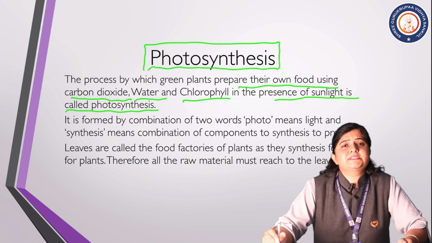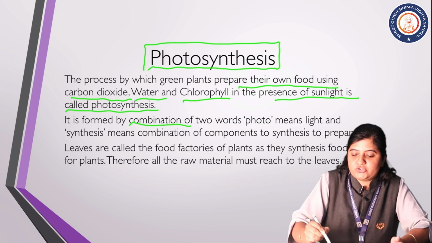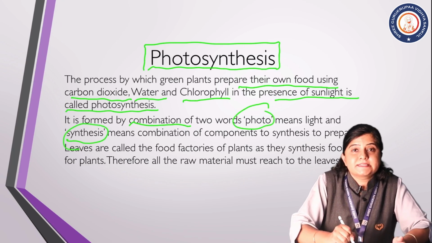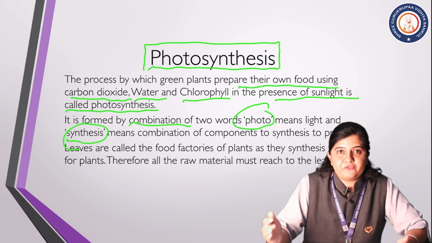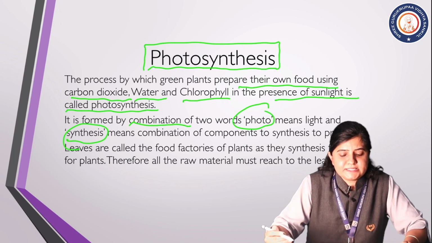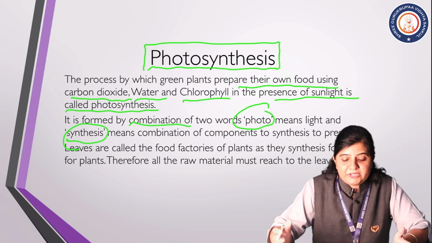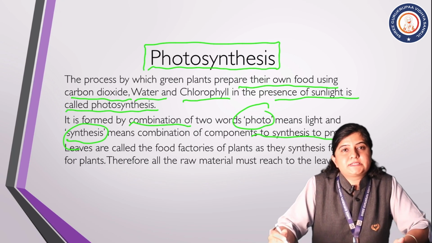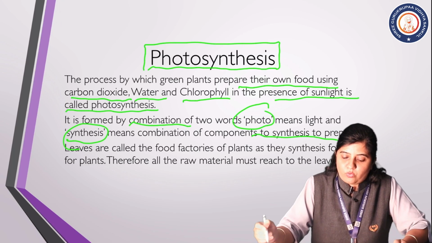Actually, photosynthesis is also formed by the combination of two words: photo and synthesis. Photo means light, like when we talk about a photo, it means light coming to us. And synthesis means to synthesize something, the combination of two components. So photosynthesis is that process by which plants prepare their own food.